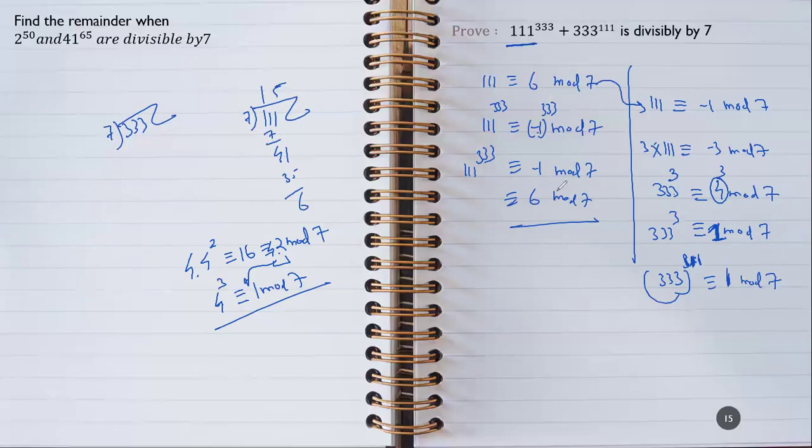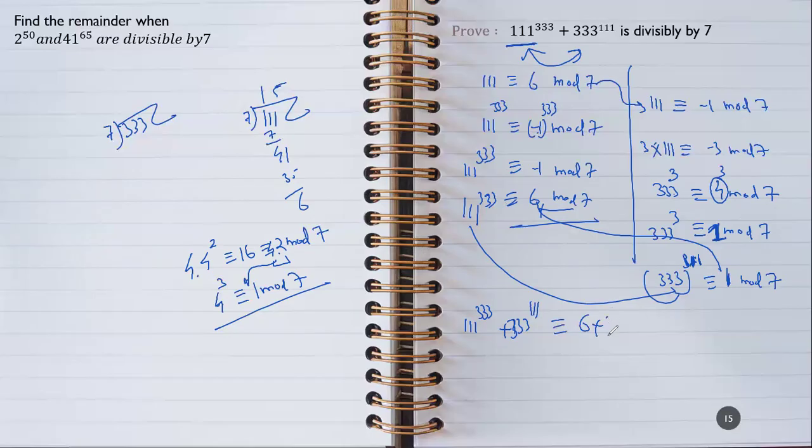Now, for finding the remainder of both, I need to add both. If I add both the numbers, then the remainders will also get added. That is, 1111 to the power 3333 plus 3333 to the power 1111 is congruent to 6 plus 1, that is 7, which is congruent to 0 mod 7. Hence, this number is completely divisible by 7 because we are getting 0 mod 7. Understood?